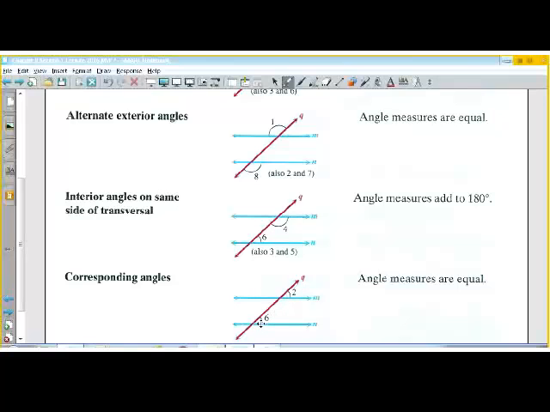And then finally, corresponding angles are on the same side and they're the same size. So this one's exterior, this one's interior, but they're on the same side of the transversal, and so they're corresponding. It's almost like a similar triangle kind of thing. They're in similar positions relative to the transversal and the parallel lines. Because they're both small, they're both equal to each other.